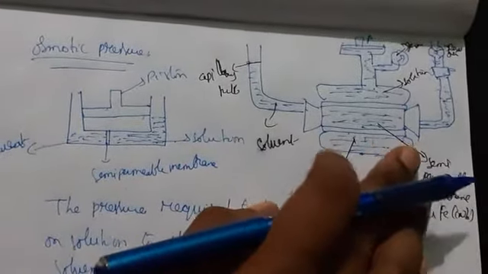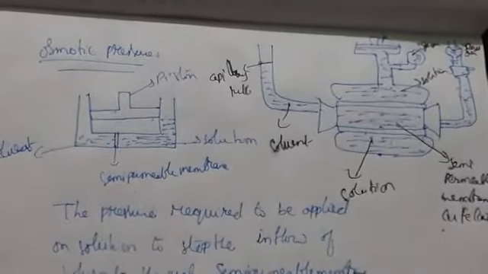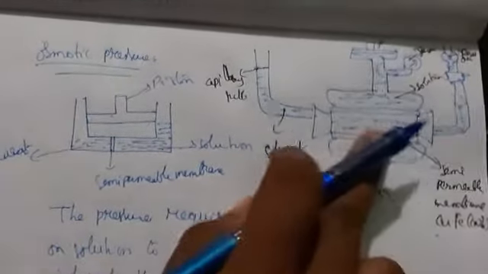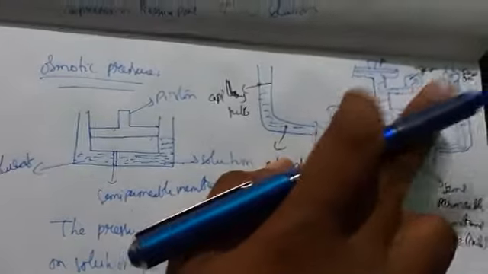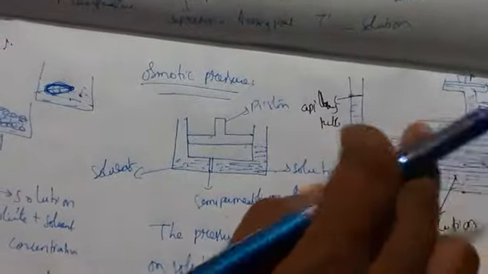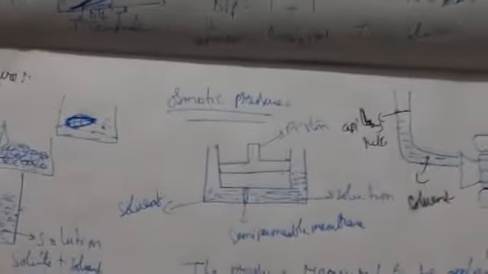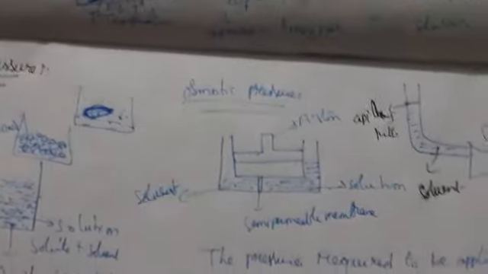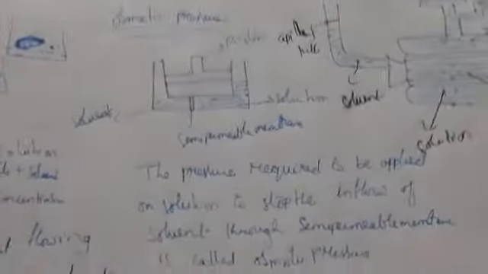The advantage of this method is that it is very rapid. It can also measure high osmotic pressures. The concentration of the solution is not changed by dilution with the solvent, and the concentration is very low. So this is about the Berkeley and Hartley method.